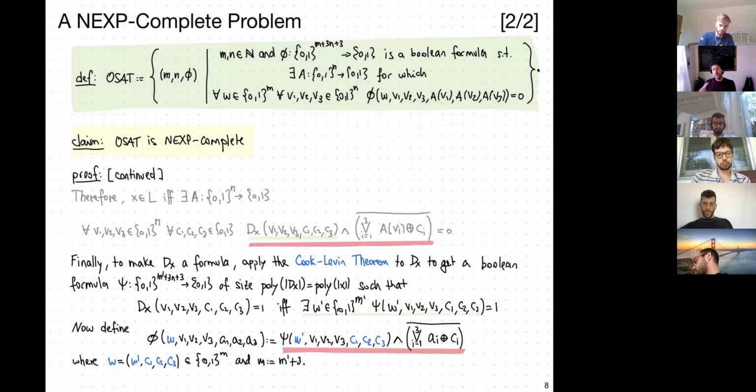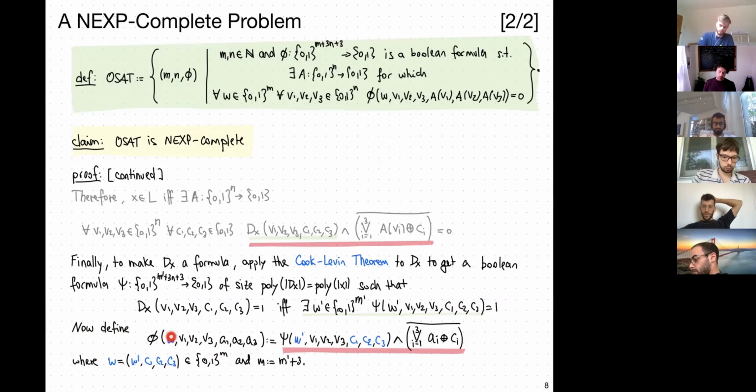And now OSAT is what happens when you mingle both of these things together. We just put all of these things together and define this final formula. This is the OSAT formula, and how it is defined is exactly as before.